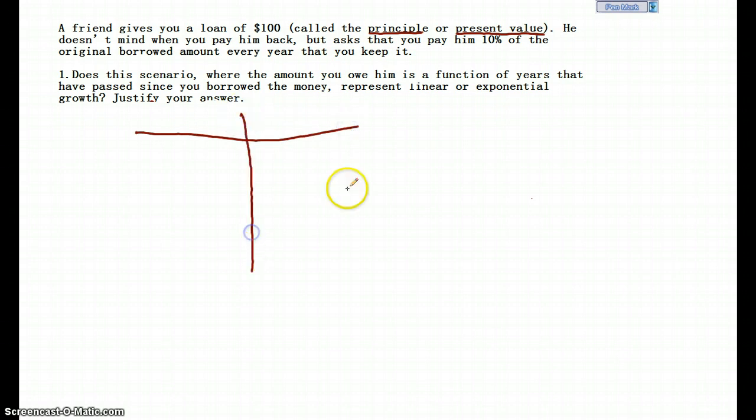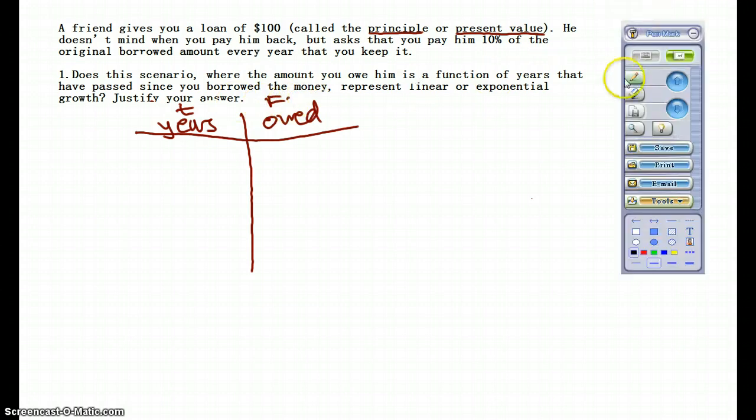Well, let's plot those two variables. So we're going to have the amount owed as a function of the years that have passed. I am going to call the years t, and I'm going to call the amount owed F for now, and that's going to stand for future value. So what I owe him in the future. We'll talk more about that later.